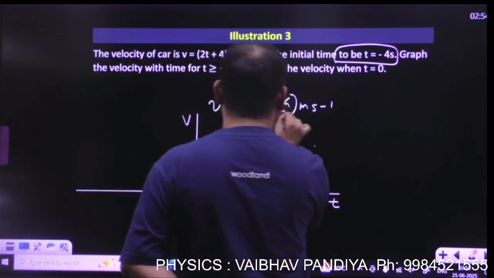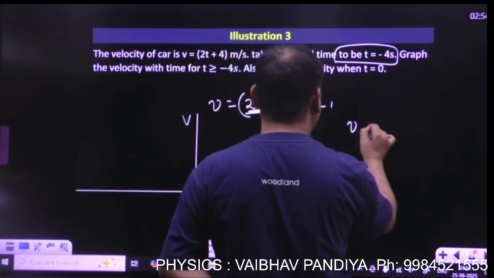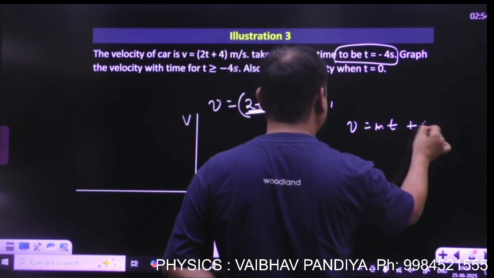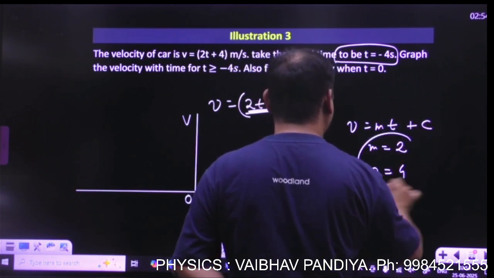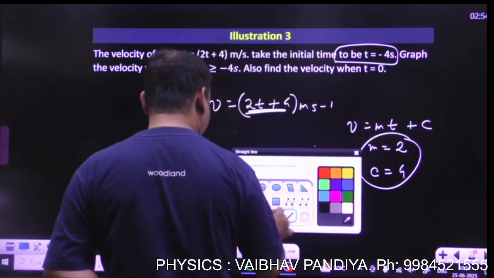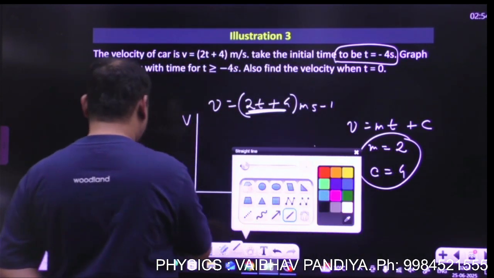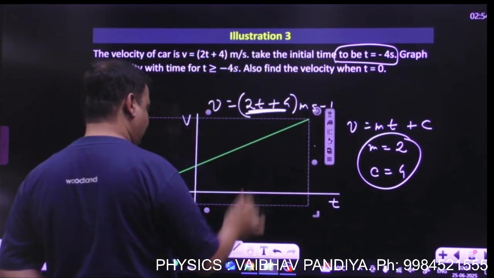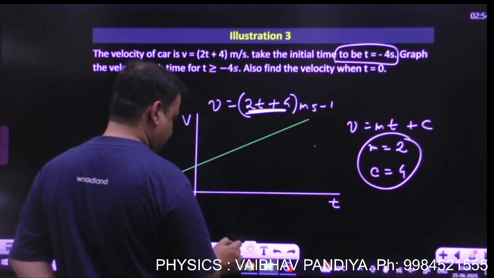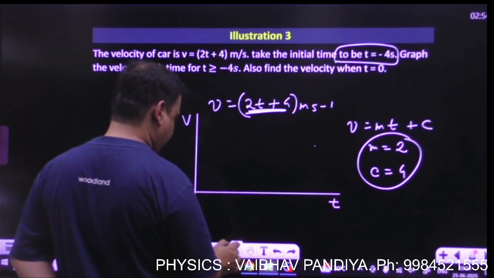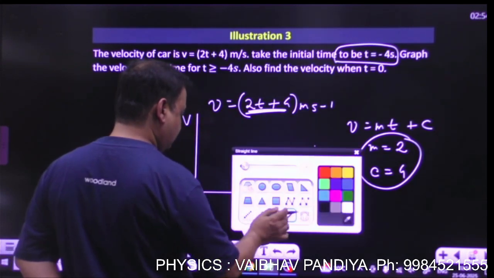Now again you can see a linear function. So this is of this form, mt plus c. What is the slope? 2. What is the intercept? 4. So we will have a graph with positive slope, the graph will be going upward, and positive intercept. So it will go like this. This is the graph. And I have to start with where t is equal to minus 4.